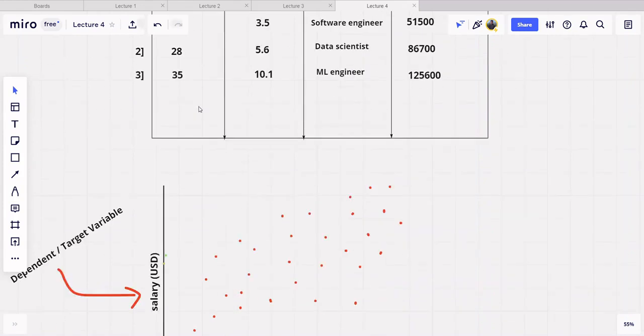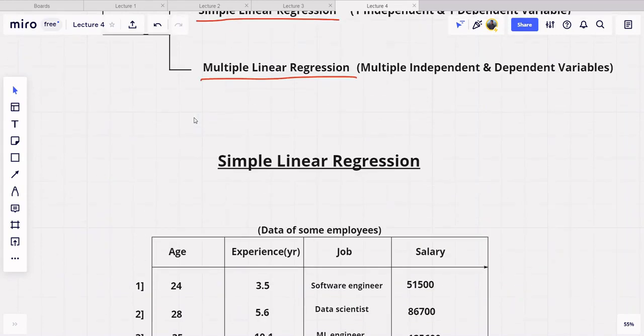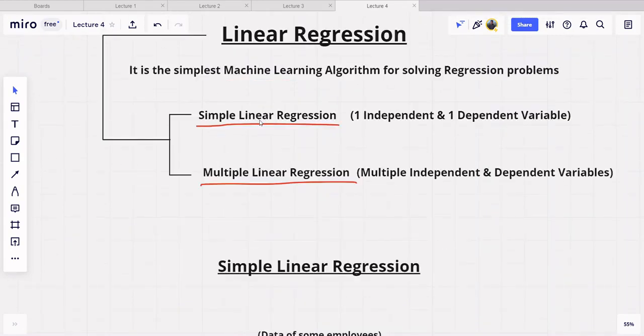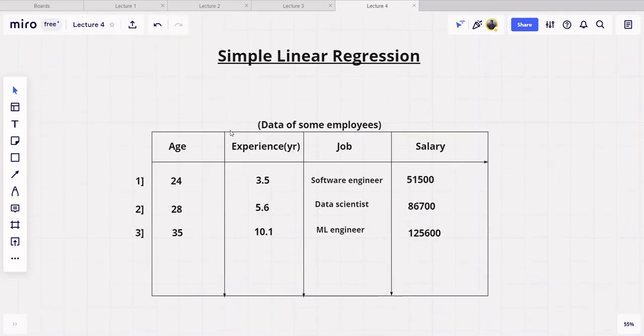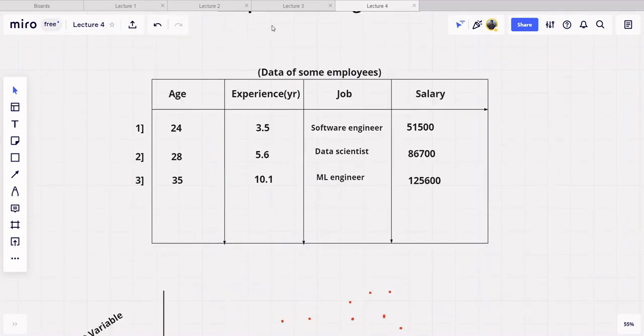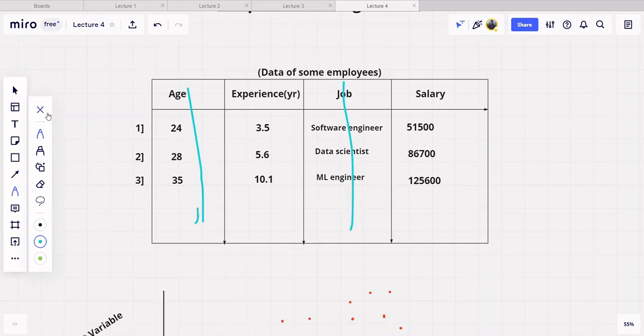Now in simple linear regression, as I said, we have only one independent variable and one dependent variable. So we'll pick an independent and dependent variable for our use case right now. Just forget that there is any age column here, and also forget that there is any job column here. We'll use only the experience column and the salary column, and we'll see how we can use linear regression to create a machine learning algorithm which can predict the salary of an employee given his experience.